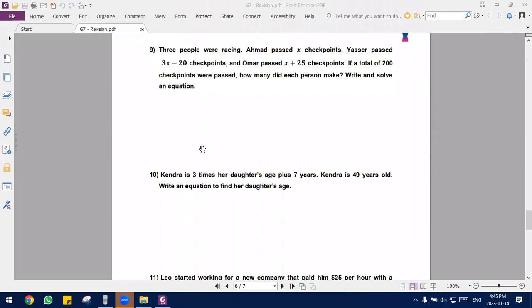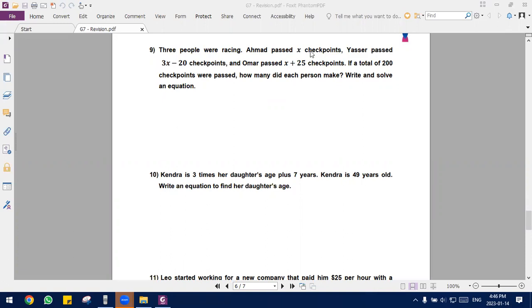Now, question 9. 3 people were racing. So Ahmed passed 9 checkpoints. So in the race, we have checkpoints, we are counting them. And Yasser passed 3x minus 20 checkpoints, and Omar x plus 25 checkpoints. In total, for these 3, they passed 200 checkpoints. Then they said, find how many checkpoints each person passed, okay?